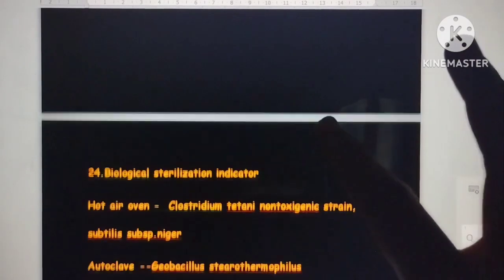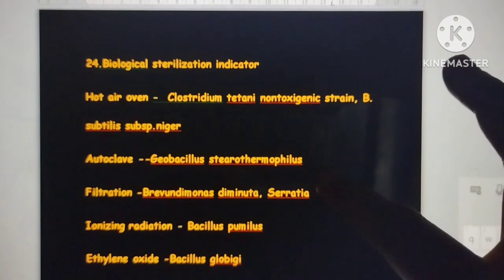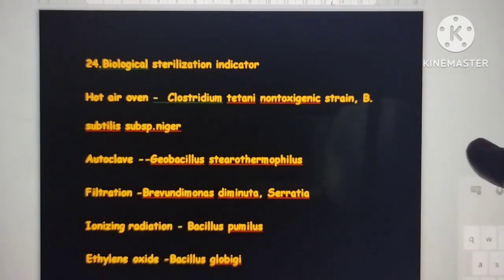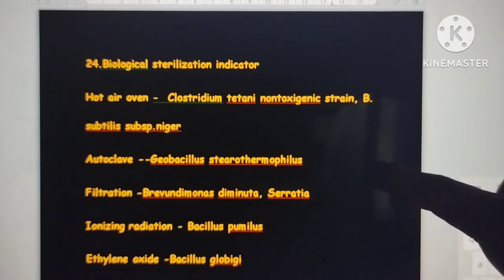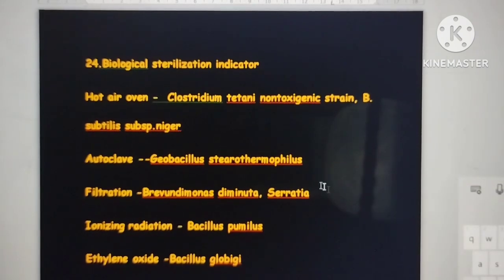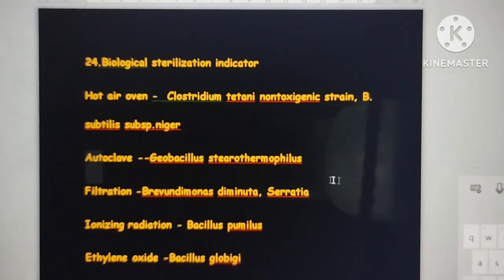Coming to another important topic, biological indicators. If you are doing sterilization, we want to know whether it is valid and what its accuracy is. For that we use indicators. Again friends, you want to remember these. First, hot air oven: Clostridium tetani non-toxigenic strains and Bacillus subtilis subspecies niger. For the autoclave there is a mnemonic: the auto has a steering, so Geobacillus stearothermophilus. Filtration: Brevundimonas diminuta and Serratia marcescens. Ionizing radiation: Bacillus pumilus.